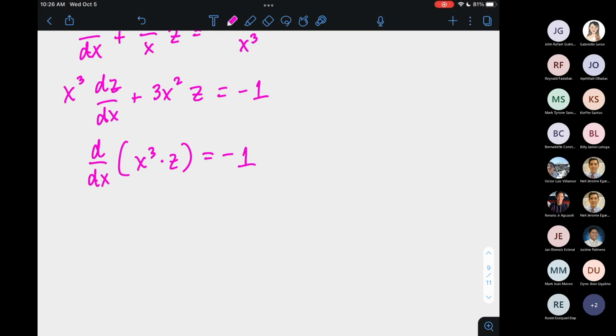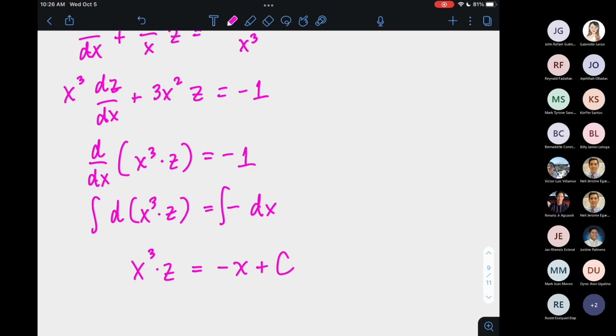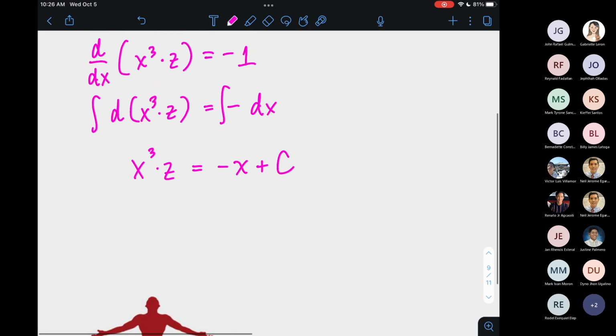Then all we need to do now is to integrate both sides, or basically multiply ko muna by differential of x both sides. So I'm going to have the differential of x cubed times z equals negative dx. And then I'll integrate both sides. Integral ng differential ng x cubed times z, that will simply be x cubed times z equals integral ng negative dx ay negative x plus the arbitrary constant c. And then I want to have an explicit form. So pwede kong i-divide both sides by x cubed. So we'll have z equals negative x to the -2 plus c times x to the -2.